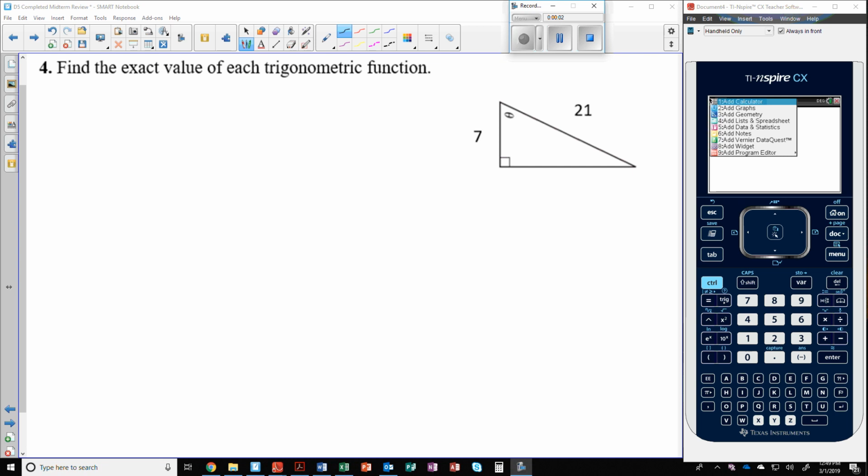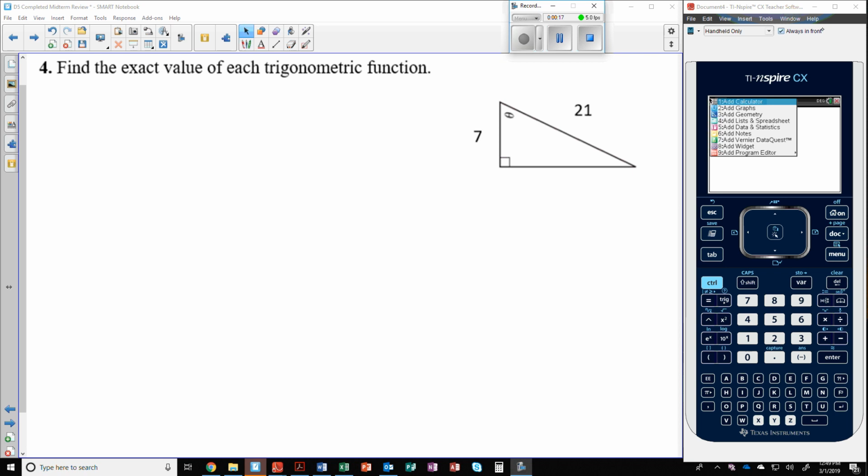Number 4, find the exact value of each trigonometric function. So here I'm looking at this triangle, and I have 7 on the y and 21 for the h, but I have one problem, and that's that this theta here is supposed to be on the x-axis, it's on the y-axis. So I need to rotate my shape.